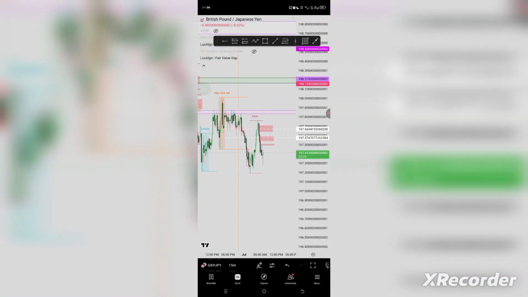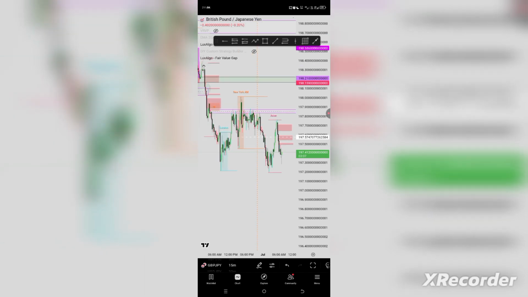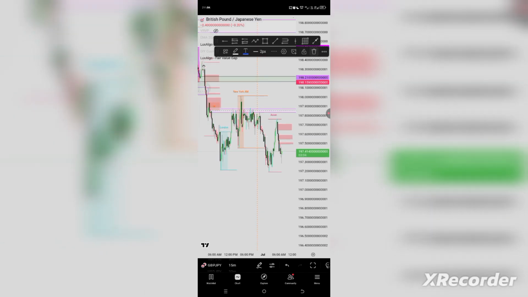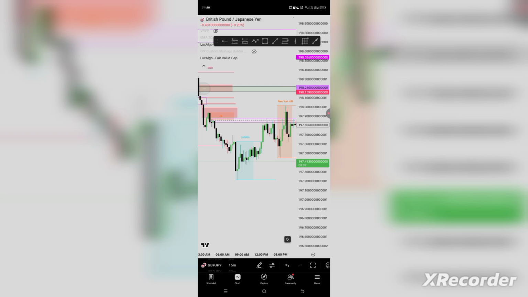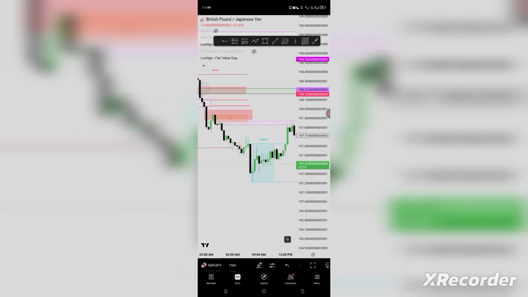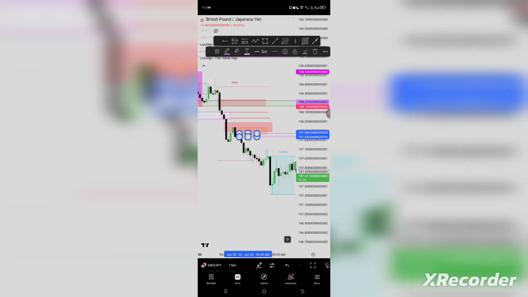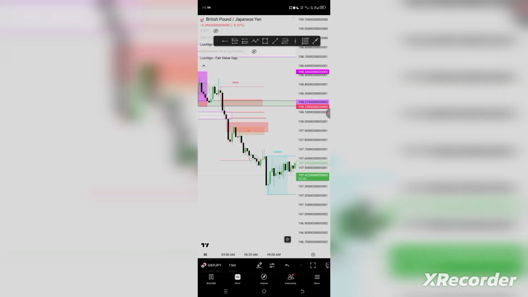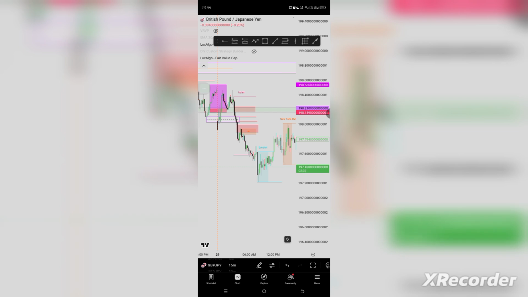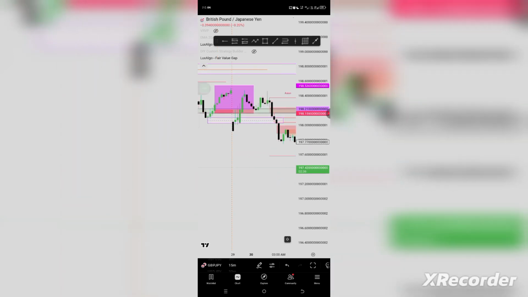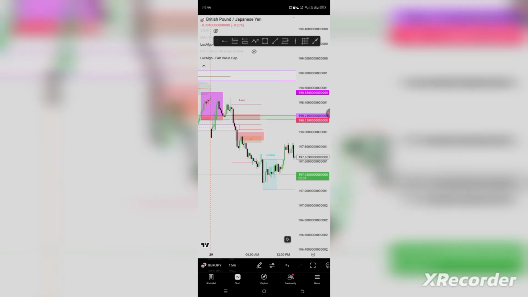Okay, let me take this out. I don't need this anymore. If you see this zone right here, there was no imbalance there. There was no imbalance. I could have taken this first candle right here, but then there's still no imbalance there. So I'd not want to go with that. So where did the market price react off?